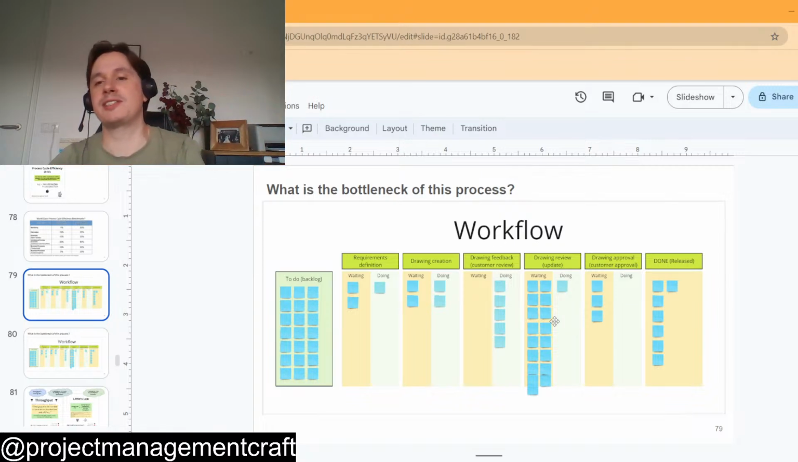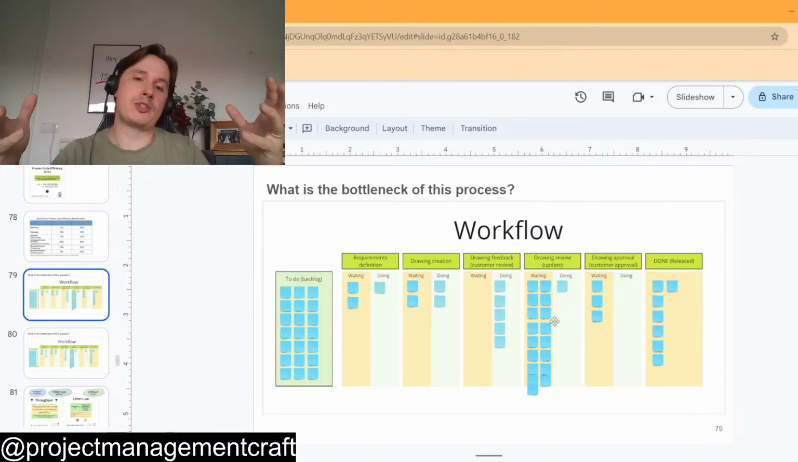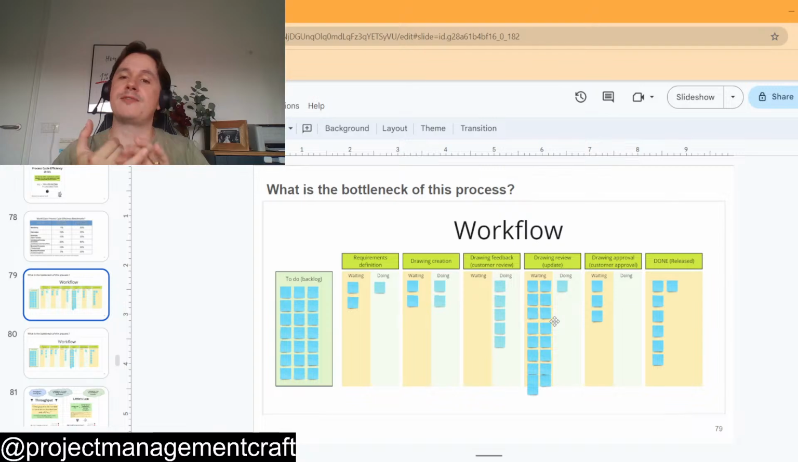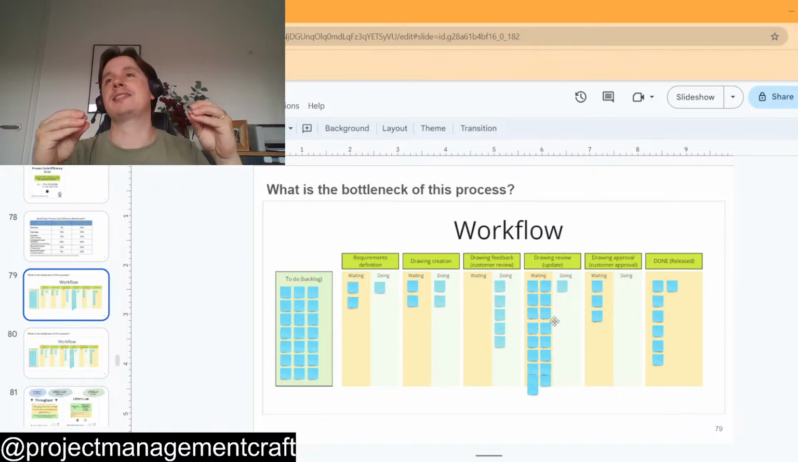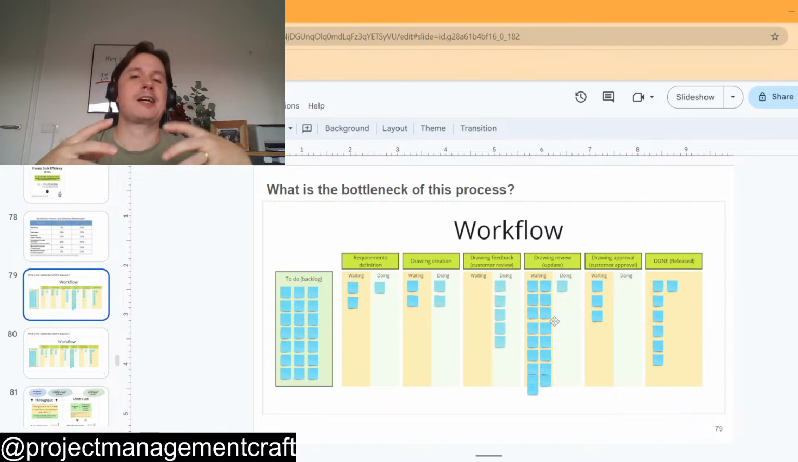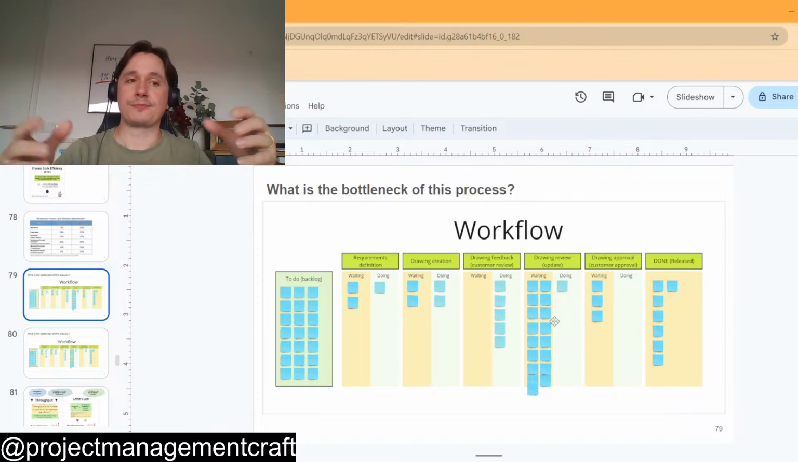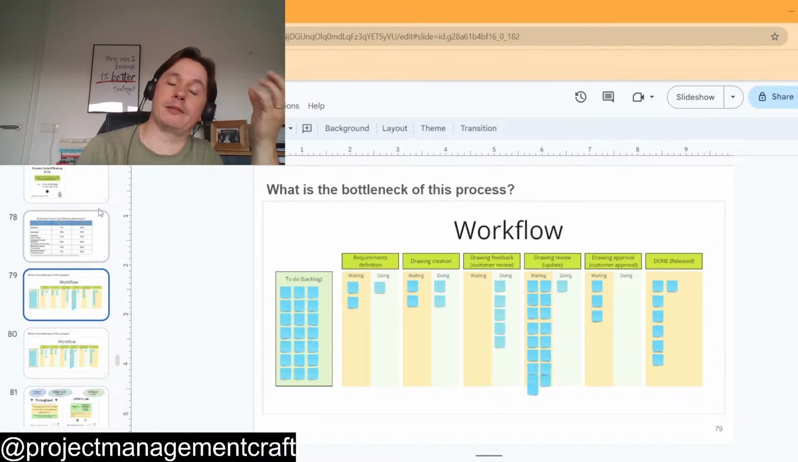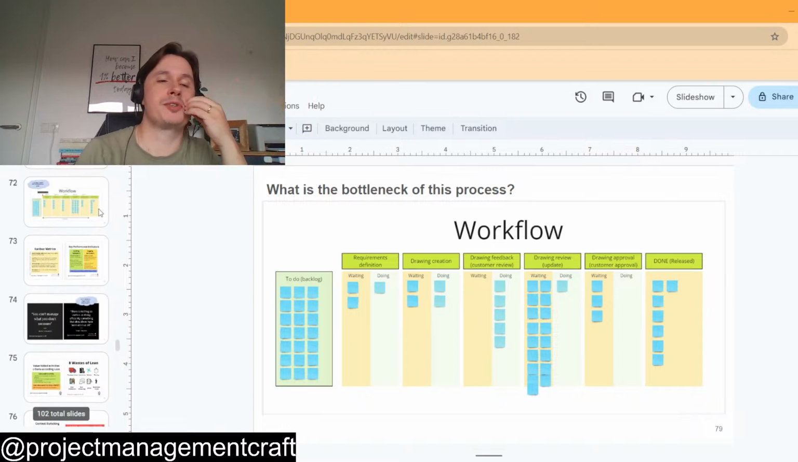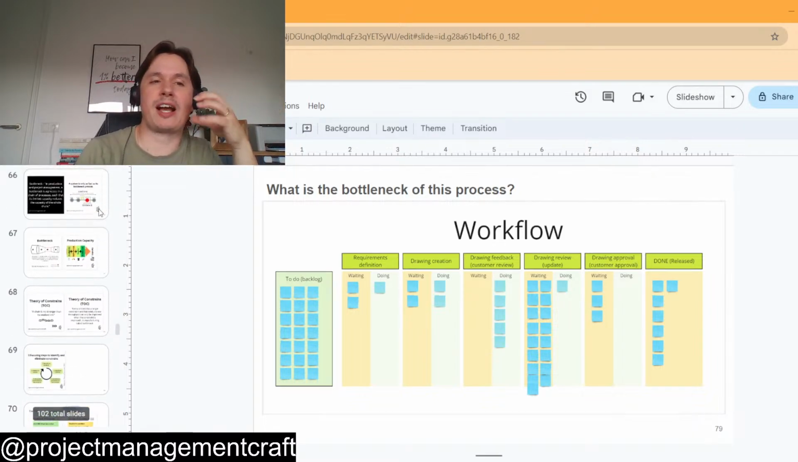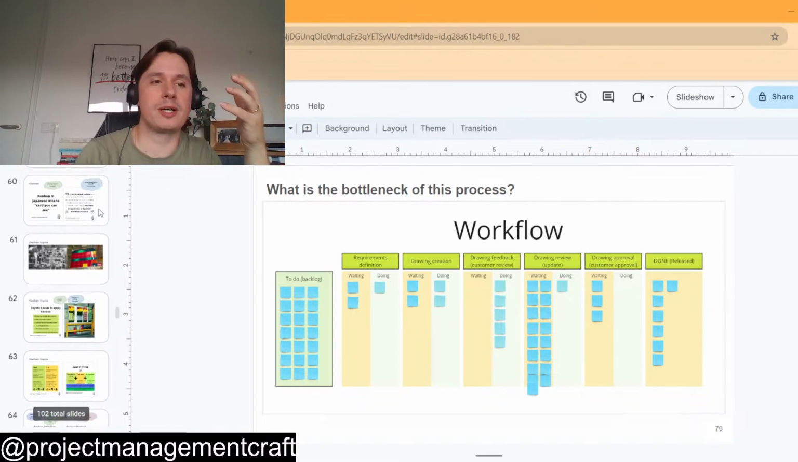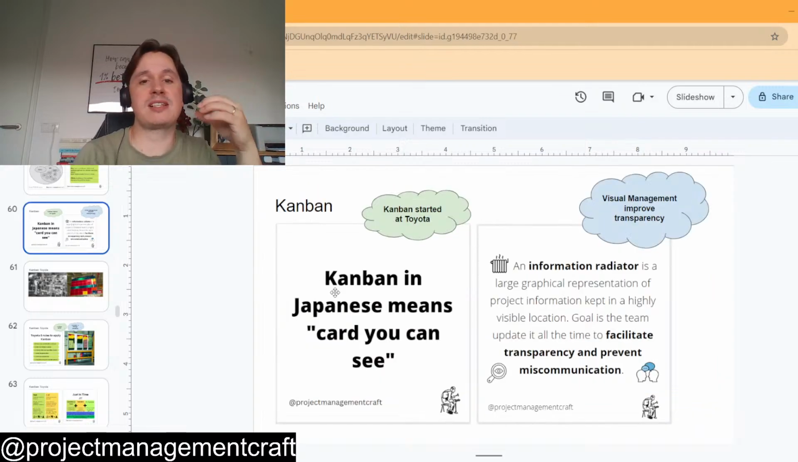What happens in a lot of organizations? They don't have visibility into what's going on, so it's difficult to prioritize and difficult to assign resources, and that's where Kanban can help you. Kanban will make things visual. That's why Kanban also started with the Toyota Production System. If you look for a free translation of the word Kanban, what does it mean? Cards you can see.